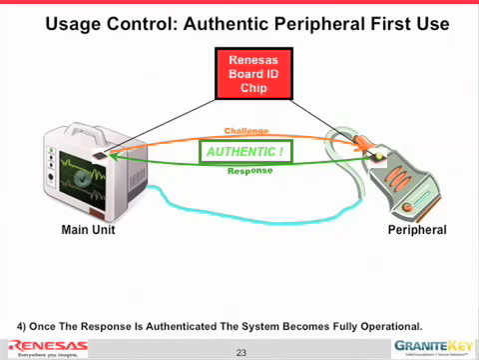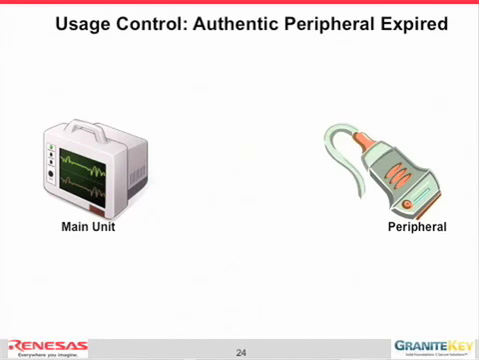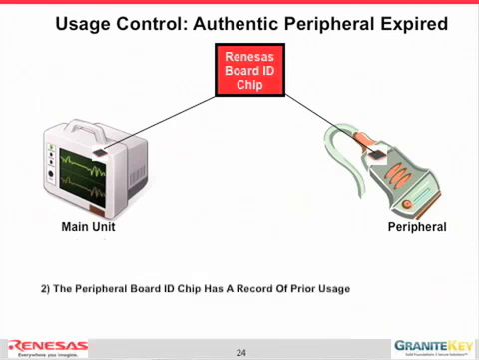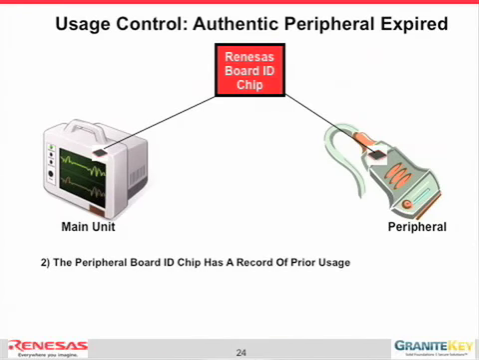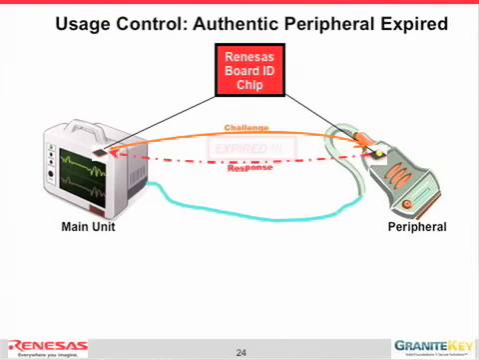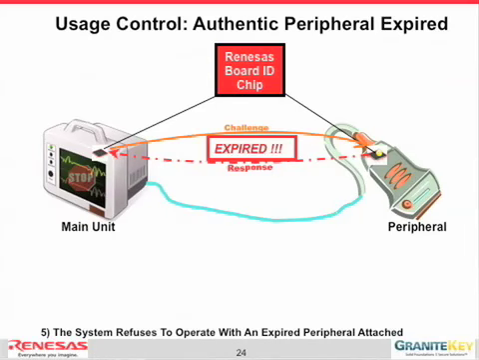If the peripheral was expired, for example, if we put a counter inside the peripheral, which is very common to enforce single use or limited use, and this is very common in medical devices, again, we're going to have two security chips, board ID chips, in the units. The board ID chip inside the peripheral is going to have a record of its usage. It's going to have a counter in it. When you send it a challenge, it's going to respond that it's expired. And the main unit will not operate if it gets an expired chip.